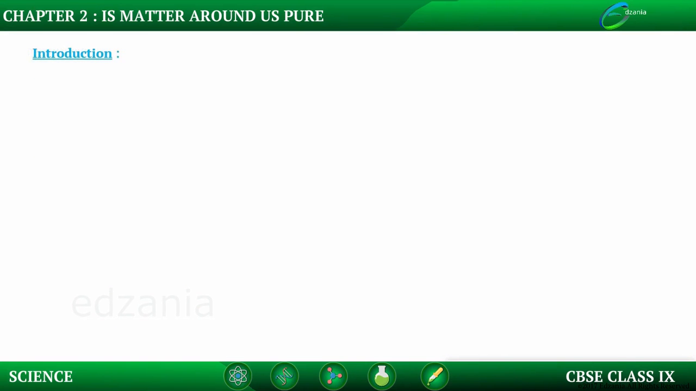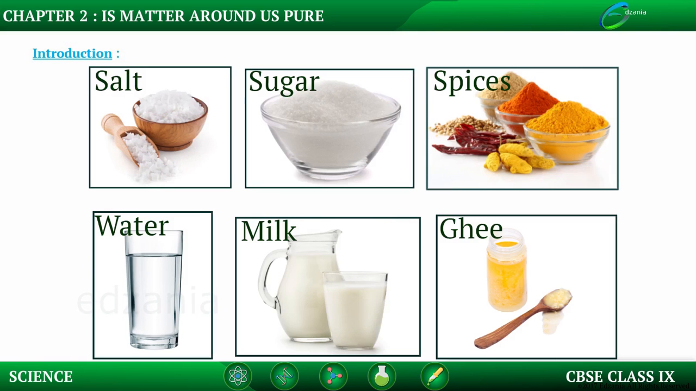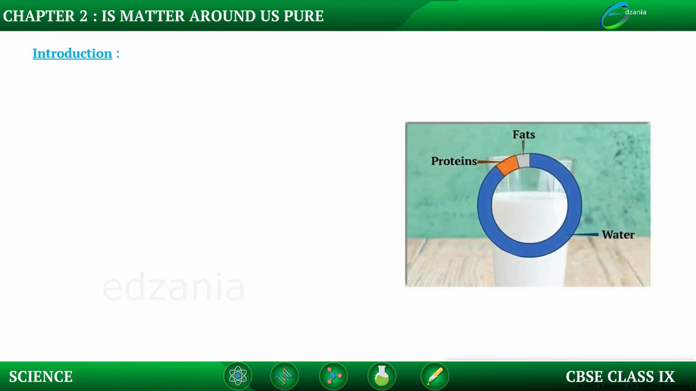Students, when do we call anything or any product pure, like salt, sugar, spices, water, milk, ghee, etc.? When do we call it pure? We call it pure when we find that there is no adulteration in it. That is, if in any product there is nothing that could harm us, then we call it pure. However, for a scientist, all these things are mixture of different substance. For example, milk is a mixture of water, fat, proteins, etc.